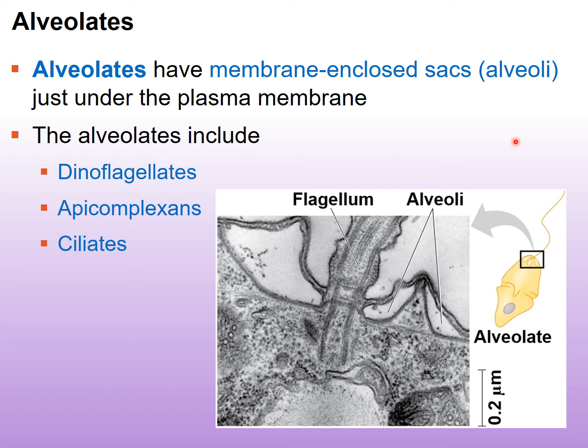Okay, so the next major subgroup within the SAR clade is the alveolates. That's the A in SAR. They're alveolates because they have what's called alveoli. Alveoli are membrane-enclosed sacs present just under the plasma membrane. Now the alveolates include the dinoflagellates, the apicomplexans, and the ciliates.